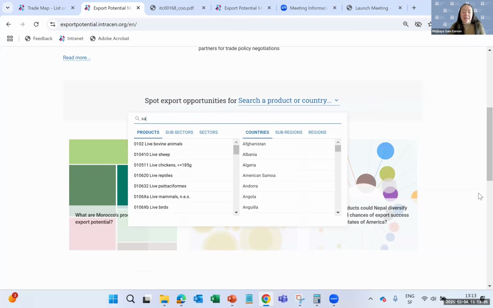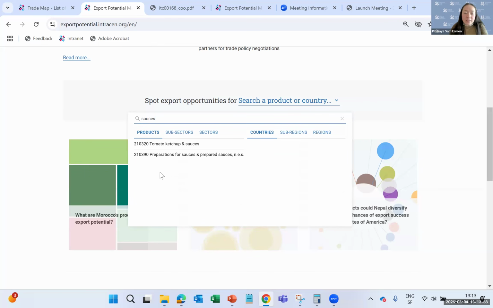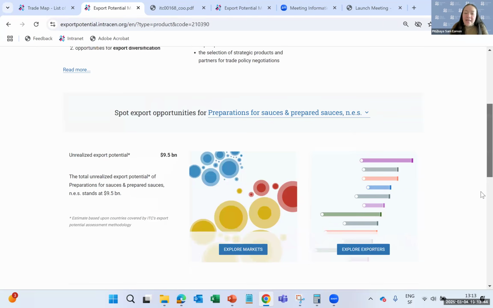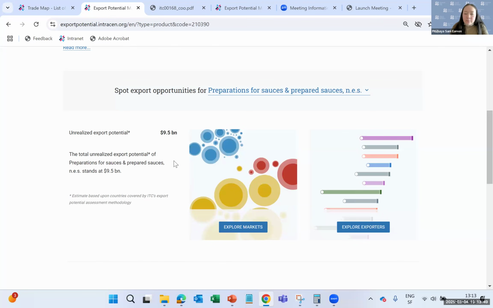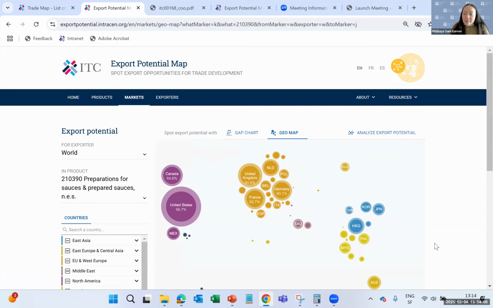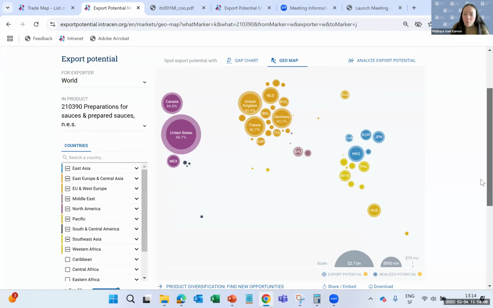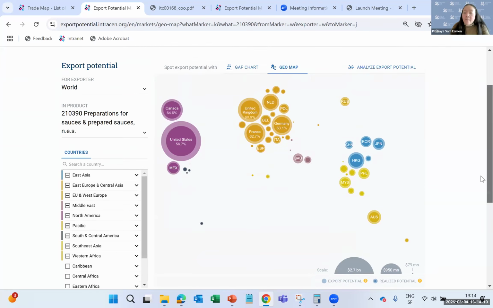We're going to be looking at, again, the sauces. We're exporters of prepared food, prepared sauces from Indonesia. I click in the HS code. I see that for this particular product, there are 9.5 billion US dollars worth of export potential, and explore the market. We want to see whether this is consistent with what we saw in trade map. Right away it proposes the geo map. It still has the key findings, but I prefer the gap chart. So I'm going to switch to gap chart.